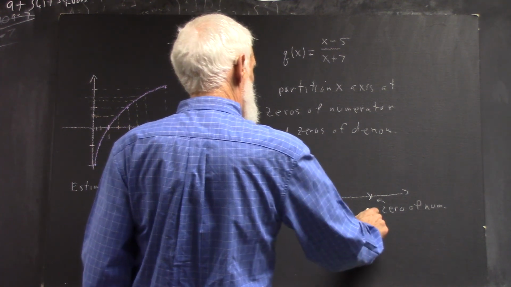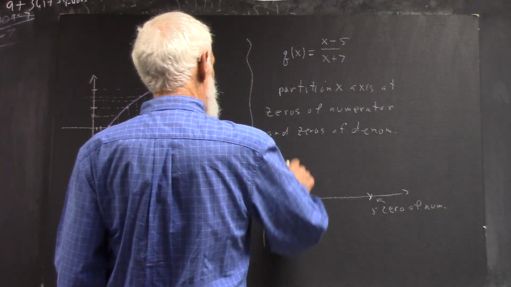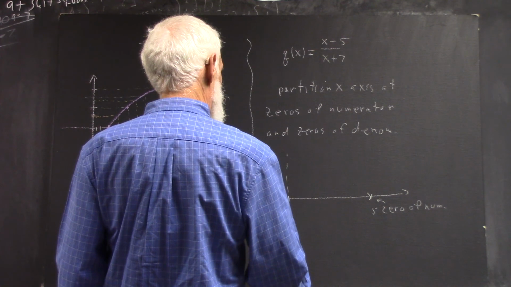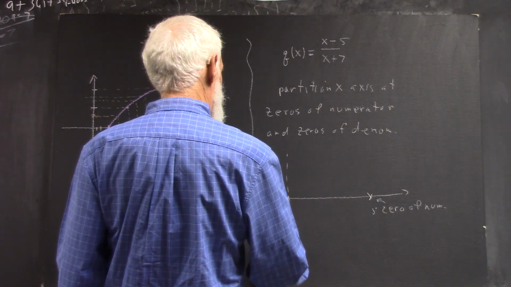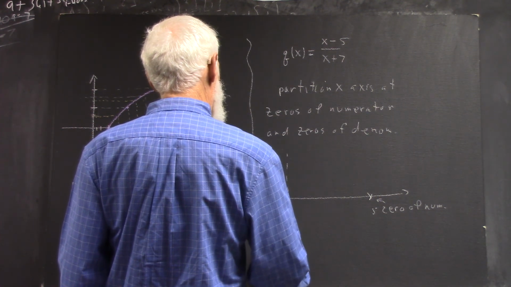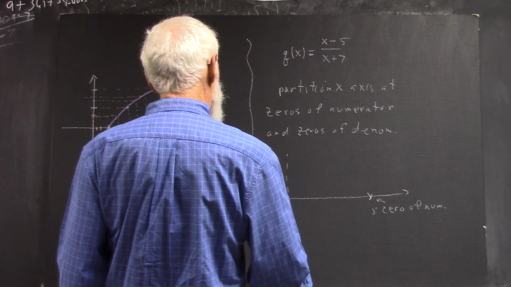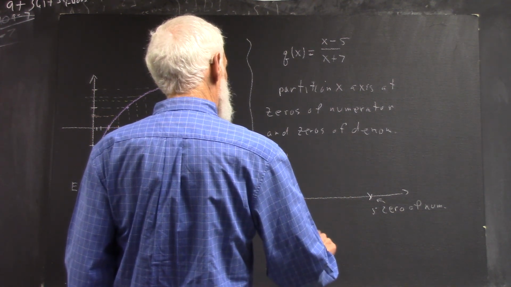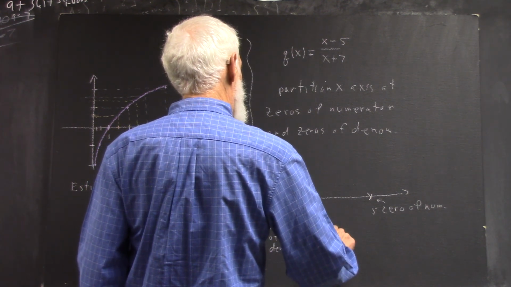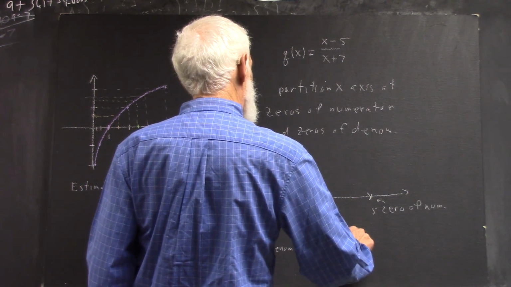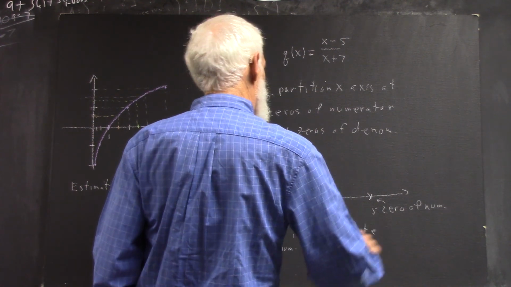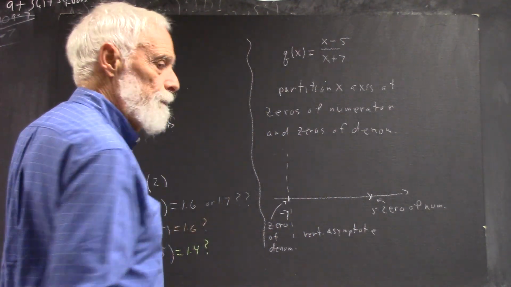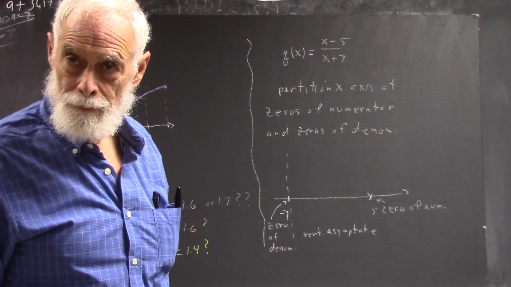And -7 is the zero of the denominator, which leads to a vertical asymptote.